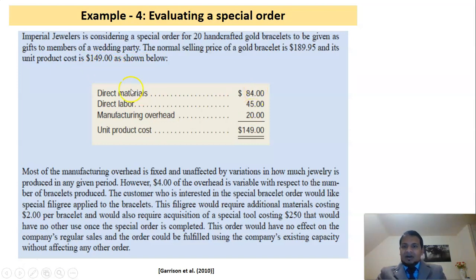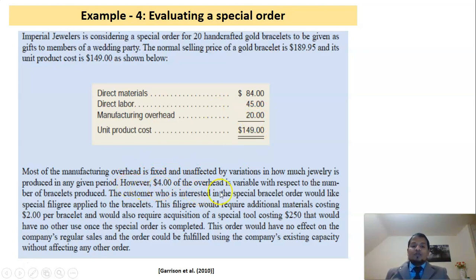And altogether, this is how 149 has been calculated. The product cost is direct material 84, direct labor 45, and manufacturing overhead 20. Most of the manufacturing overhead is fixed and unaffected by variations in how much jewelry is produced in any given period. If manufacturing overhead is fixed, that means it is irrelevant. So let's see what it says.